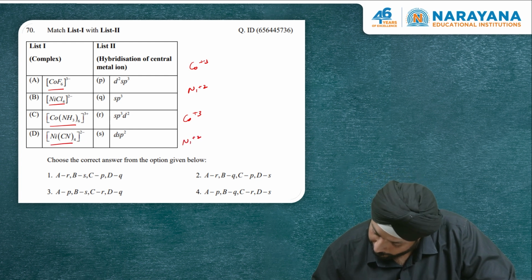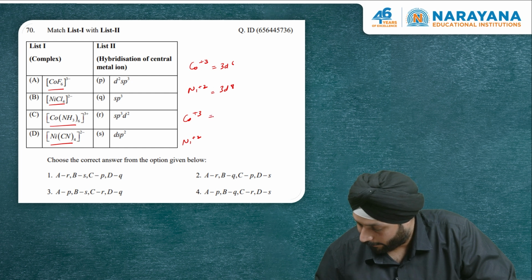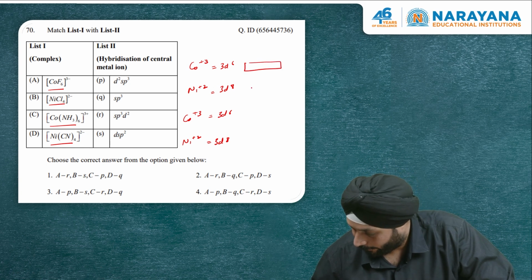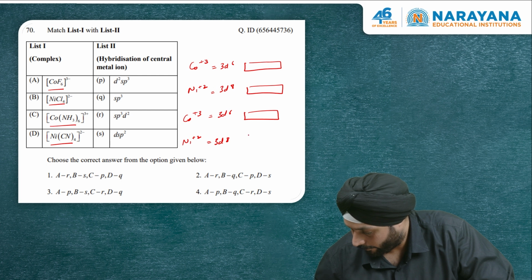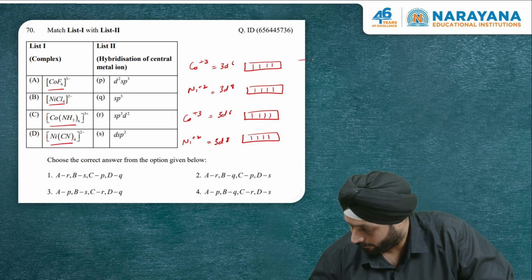Now the electronic configuration of cobalt 3 plus is 3d6, for nickel 2 plus is 3d8, for cobalt 3 plus again 3d6, for nickel 2 plus 3d8, right. Now if I write down the orbital picture diagram, this is 3d, this is 4s, this is 4p, 4s, 4p, 4s, 4p, 4s, 4p.